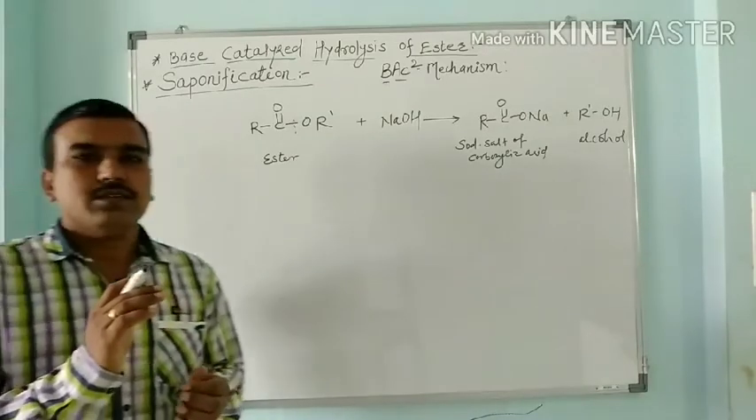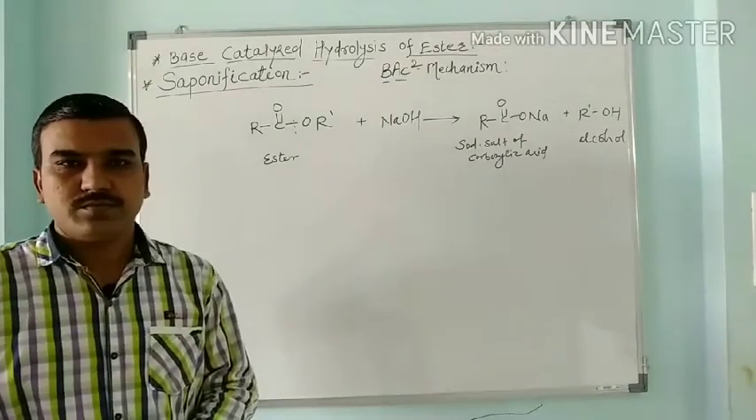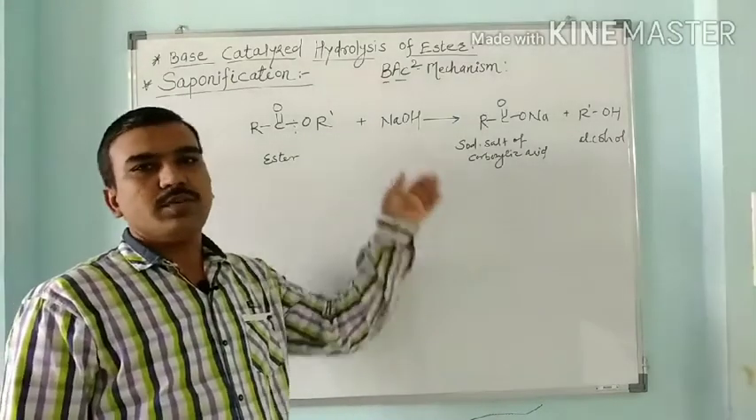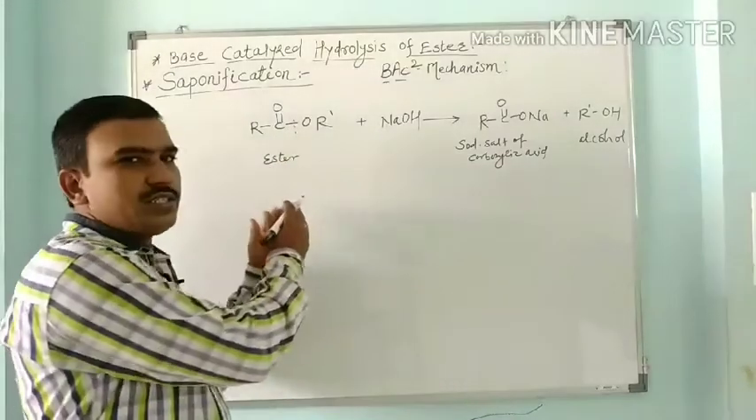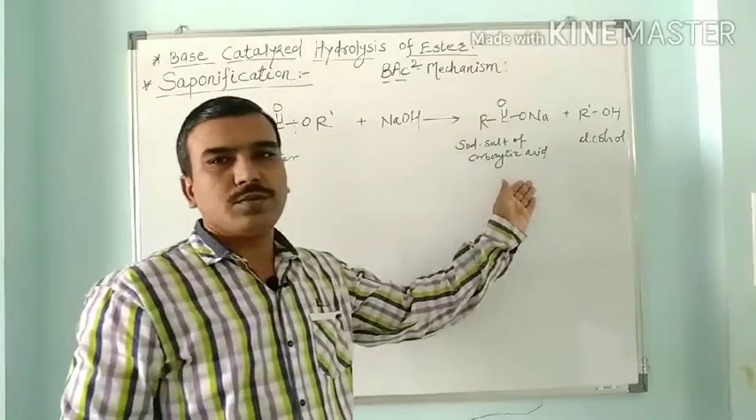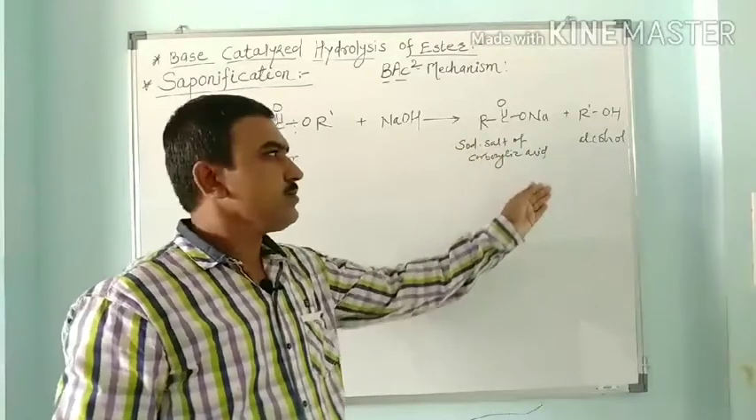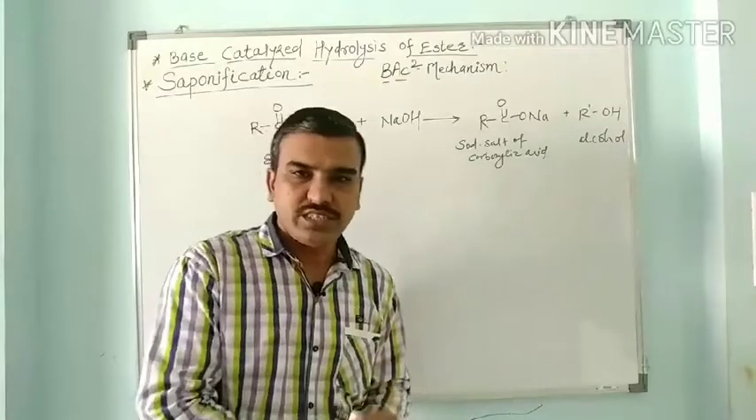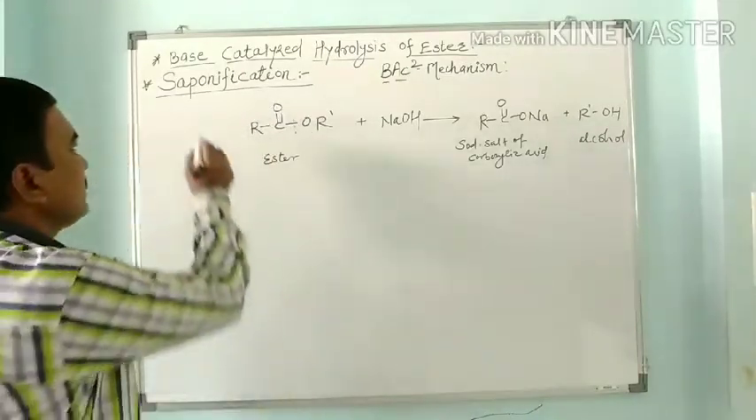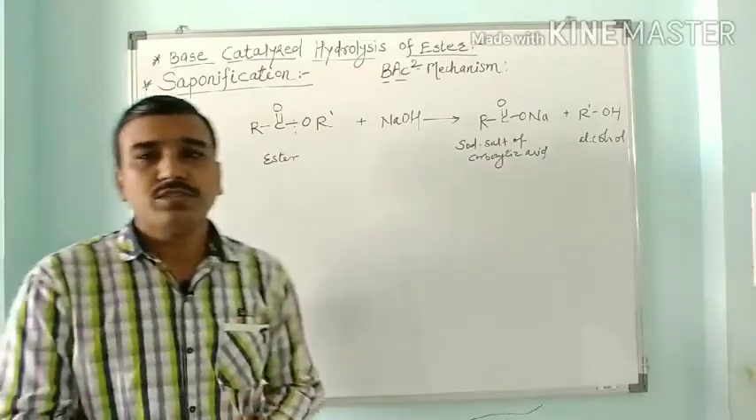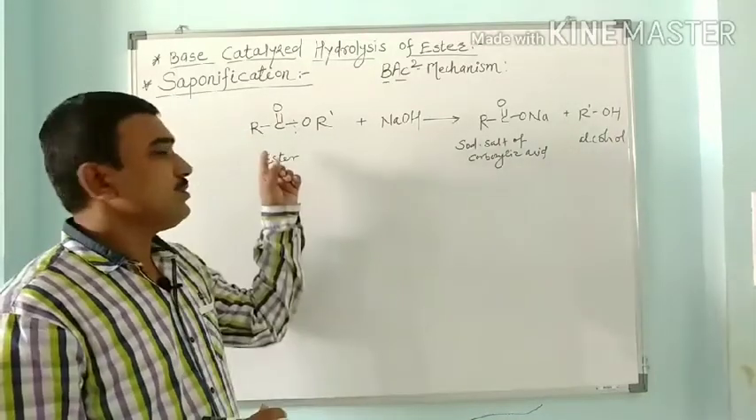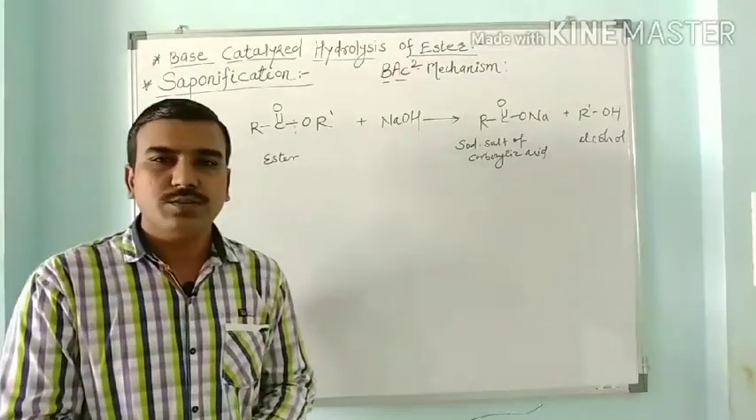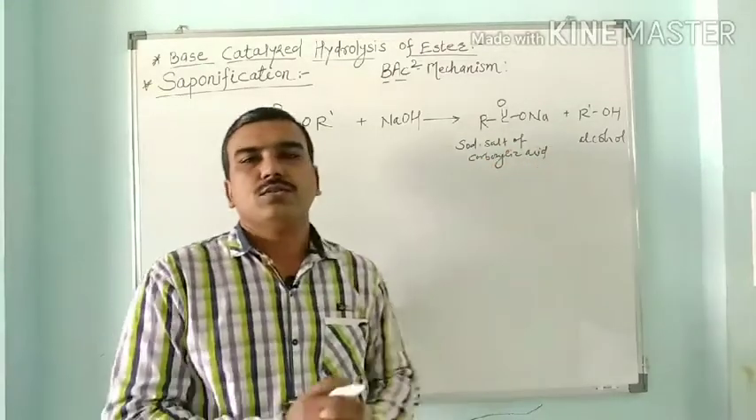So what is base catalyzed hydrolysis of ester? When ester reacts with sodium hydroxide, it undergoes hydrolysis to give sodium salt of carboxylic acid, that is sodium carboxylate, and alcohol. So this is ester hydrolysis in alkaline medium. So what is saponification? Saponification is a process of alkaline hydrolysis of ester in aqueous sodium or potassium hydroxide to give sodium carboxylate and alcohol.